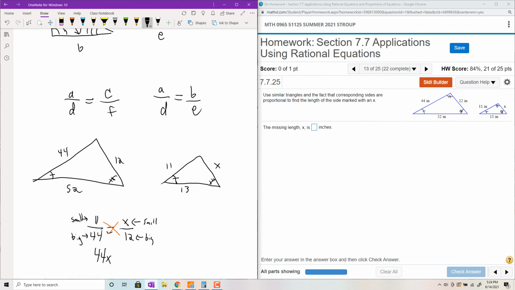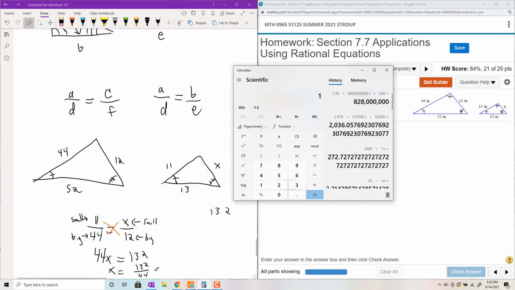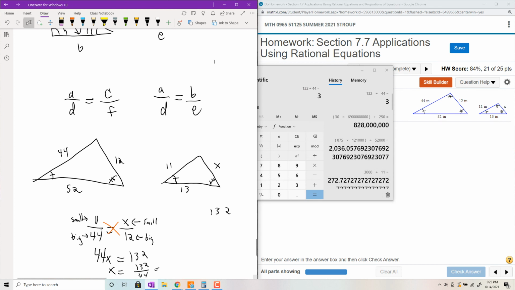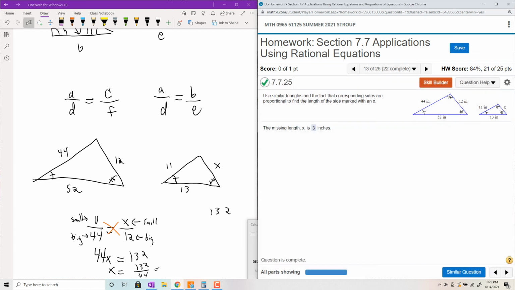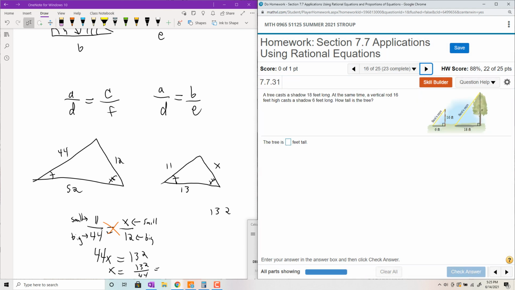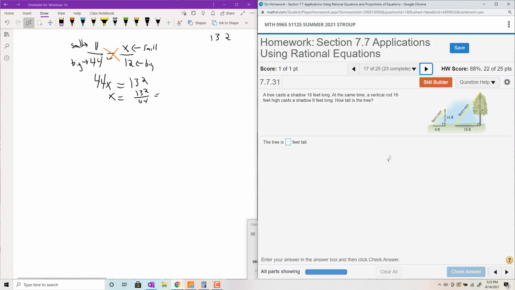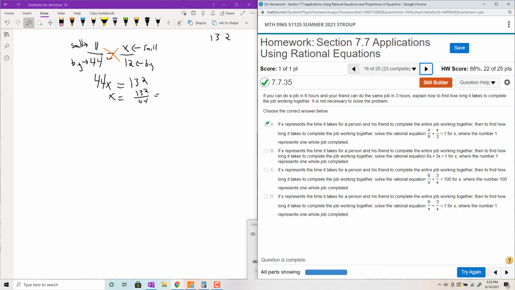Numbers aren't too big this time. 44x equals 132. And then divide both sides by 44. So 132 by 44, whatever that is. Three. Fantastic. So I think we can handle that. Okay, so we can do that. I think we'll be good then.